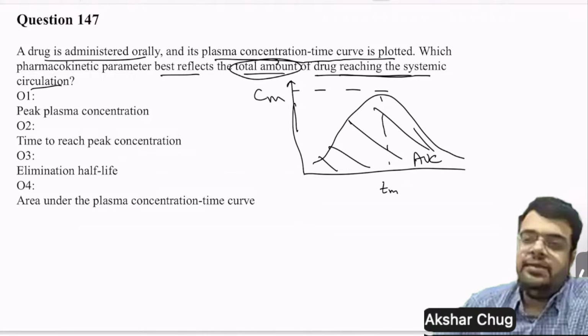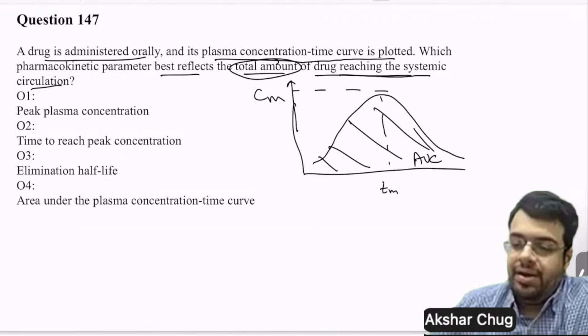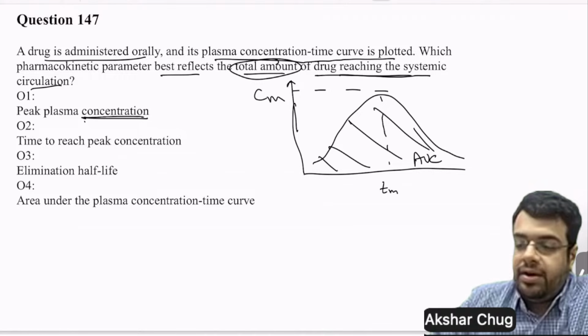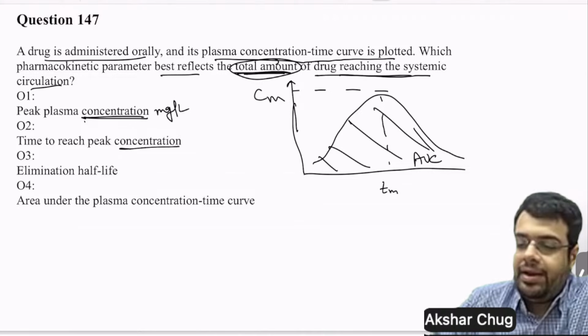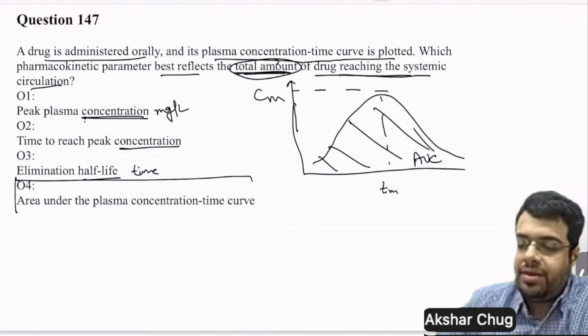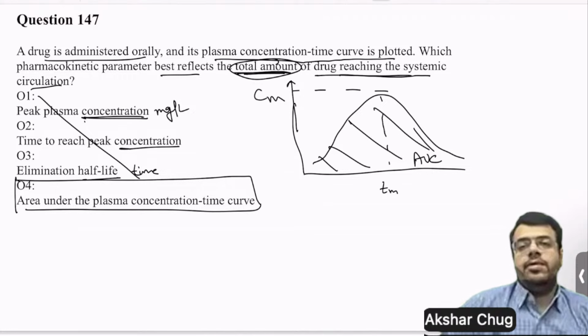Now you can smartly eliminate the options by just looking at the values we are given. Here it is talking about concentration. The unit of concentration would be milligram per liter or milligram per dl. It is not representing the total amount. Again, it is concentration. Again, it is half-life, so it would be in time, like milliseconds, seconds, minutes, hours. So the only option which makes sense is the area under the curve, right? You could easily eliminate the first two options without knowing anything about the question.